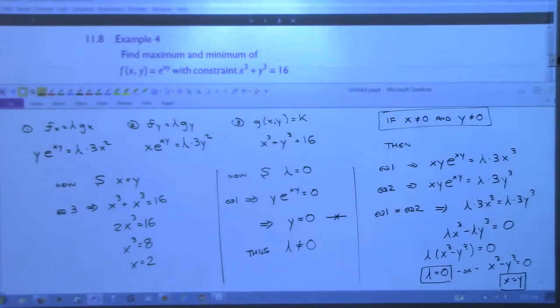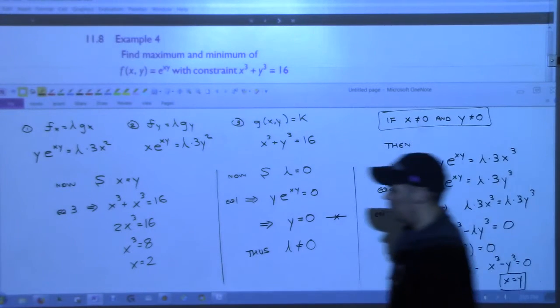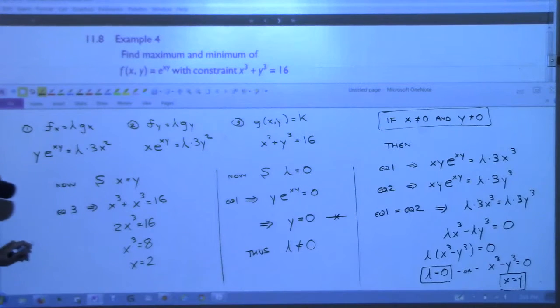And I believe that gives us the x and y coordinates that we need, right? So let's see if we can figure this out. We have that x is 2, right? And what's y then? 2, because x has to be y, right?